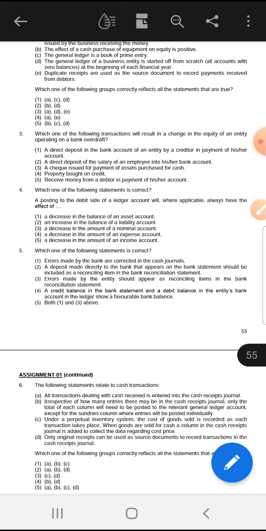Then for question number 3, the correct answer will be option 2. The reason being, the business is operating an overdraft, so every deposit which will be made will be taken by the bank. So the correct answer there will be option 2.